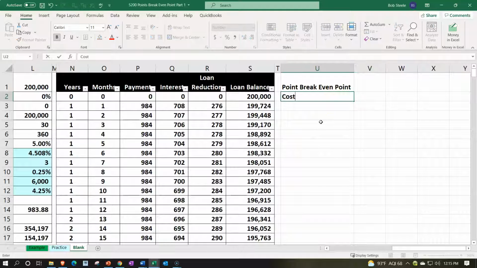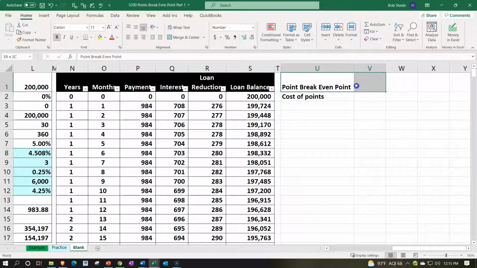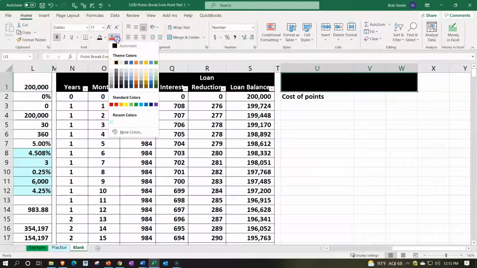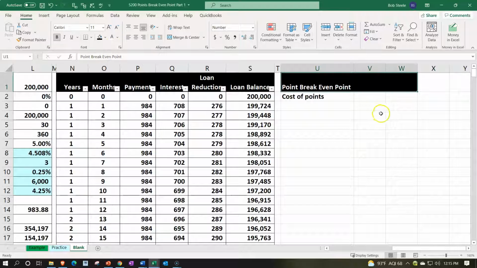So we're going to say the cost of points. Let's do our good old black and white on the header here. Let's make this a black and white thing. I'm going to go to the Home tab and then make this black and white like so it stands out for us.